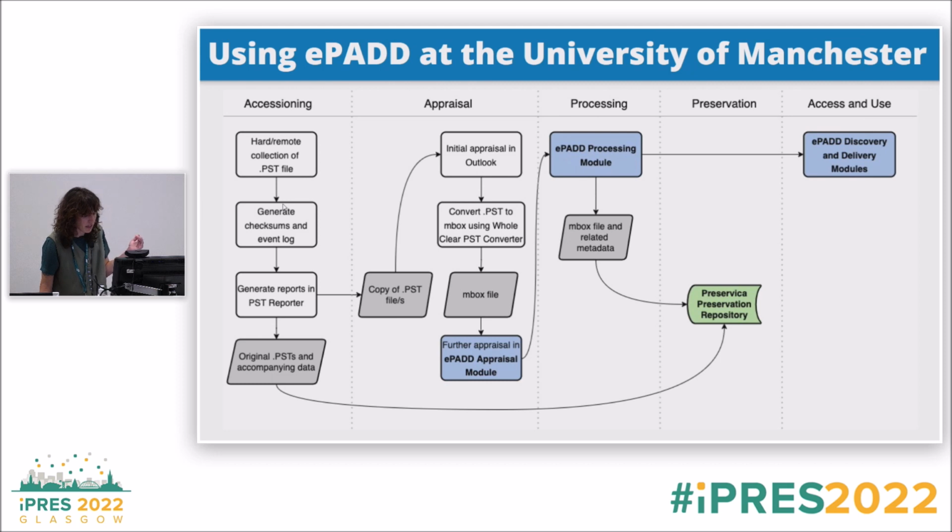And then they begin an event log. So they produce some early reports on the content. And then those original PSTs, for now, pre-ePADD Plus, they've separately been depositing the PSTs into Preservica before converting them using something called Whole Clear PST Converter into an inbox and bringing that into the ePADD appraisal module.